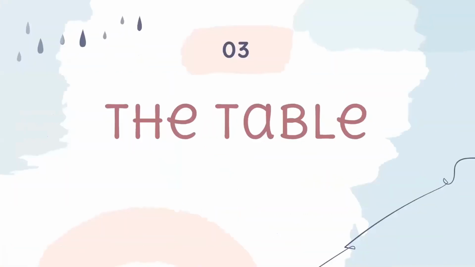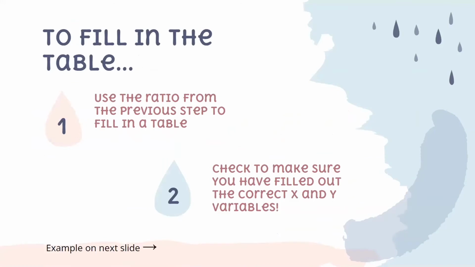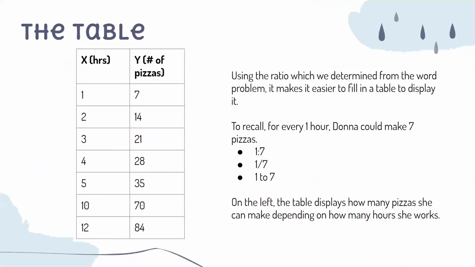Number 3, the table. To fill in the table, the first step is to use the ratio from the previous step to fill in a table. The second step is to make sure you have filled out the correct x and y variables. So using the ratio which we determined from the word problem, it makes it easier to fill in a table to display it. To recall, for every 1 hour, Donna could make 7 pizzas.